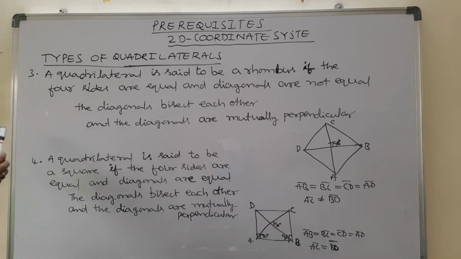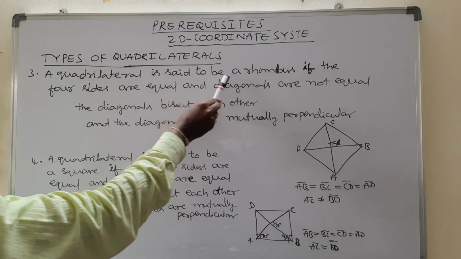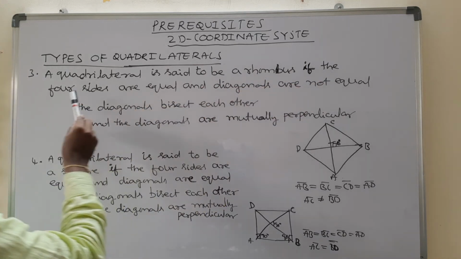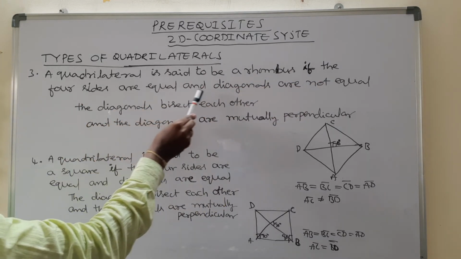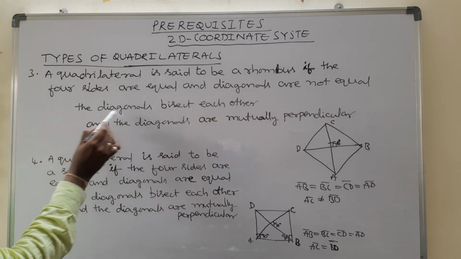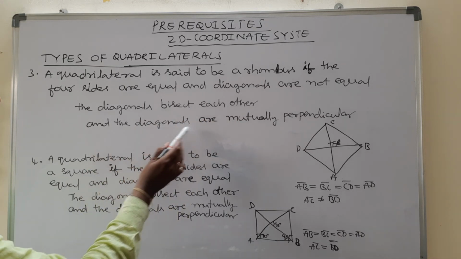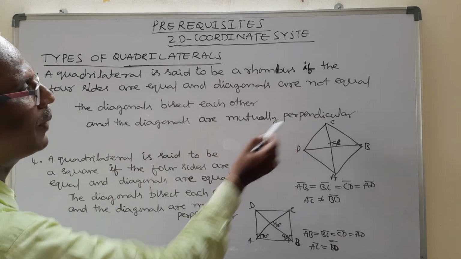Next, discuss about rhombus. A quadrilateral is said to be a rhombus if the four sides are equal and diagonals are not equal. The diagonals bisect each other and the diagonals are mutually perpendicular.